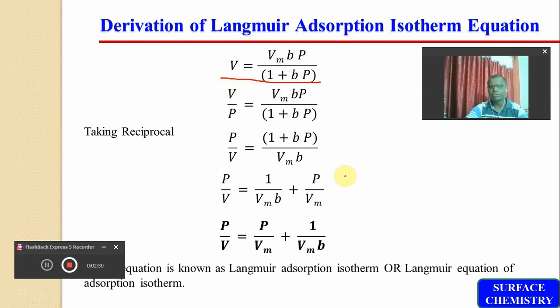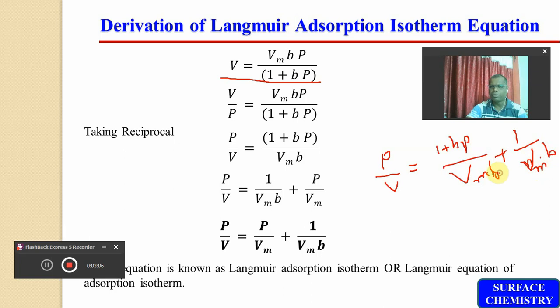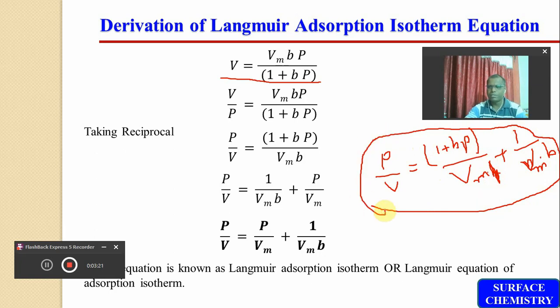After simplifying the equation, if you remember, we had derived the equation that P upon V is equal to 1 plus B into P divided by Vm into B, plus 1 upon Vm into B. It was just the equation P upon V is equal to 1 plus BP divided by Vm plus 1 upon Vm B. Dear friends, whatever equation we had written in the previous part, there is something changed in that equation, and you will come to that after simplification.